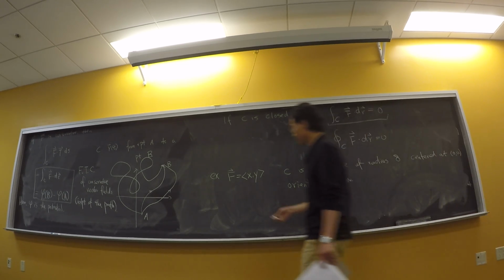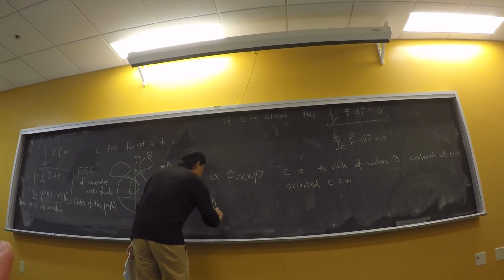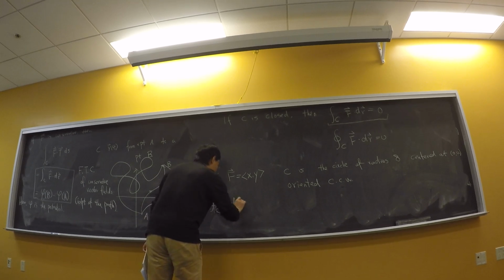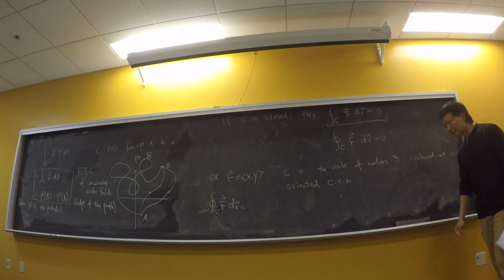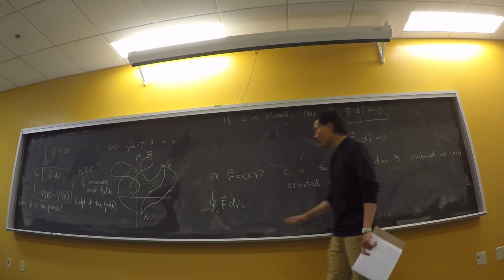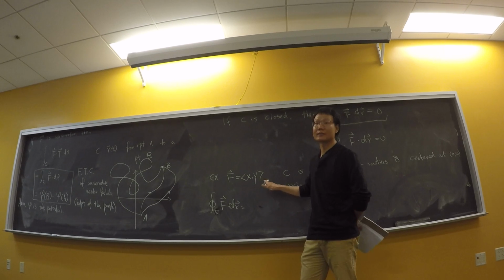So I want to compute the line integral of this guy. Okay, so what is the answer here? 0. It's going to be 0. In order to verify this is indeed 0, the only thing you need to do is to check whether this vector field is conservative or not. Right? You have to check whether this is conservative or not.